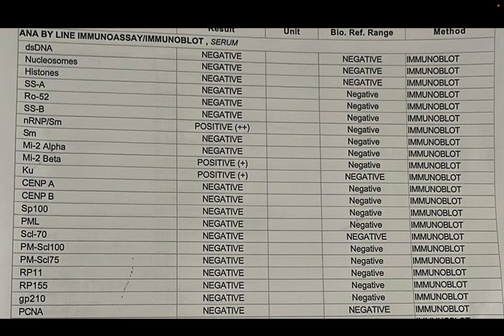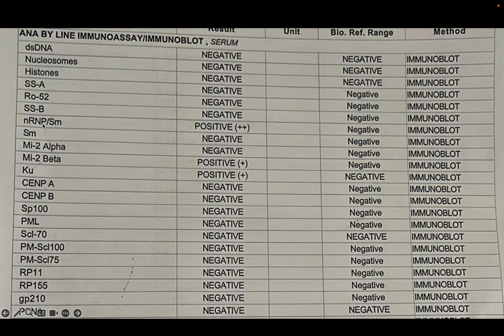In the immunoblot, you will find two things. These don't have any titer. You will find negative, positive, plus. Negative is negative. A 1 plus can be normal also. Normal people might also have 1 plus. This is not significant. Anything more than or equal to 2 plus is significant in them.